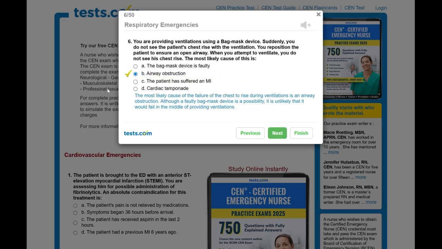B. Airway obstruction. The most likely cause of the failure of the chest to rise during ventilations is an airway obstruction. Although a faulty bag mask device is a possibility, it is unlikely that it would fail in the middle of providing ventilations.